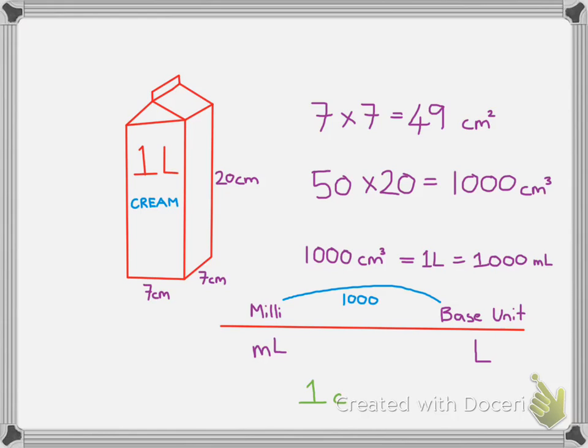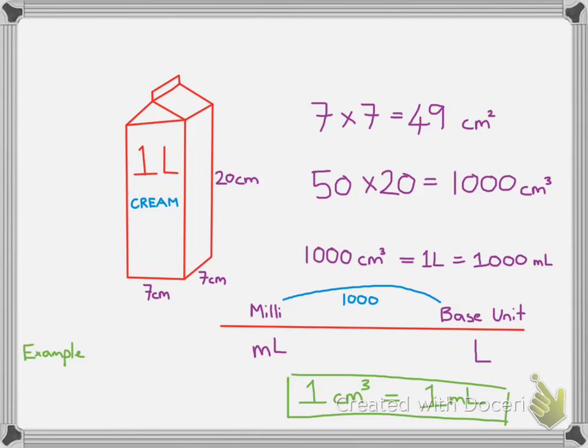Therefore, 1,000 centimetres cubed is still equal to 1,000 millilitres. Therefore, 1 centimetre cubed must equal 1 millilitre. Okay, this is something you need to remember for your internal tomorrow, or whenever it might be. It is tomorrow.